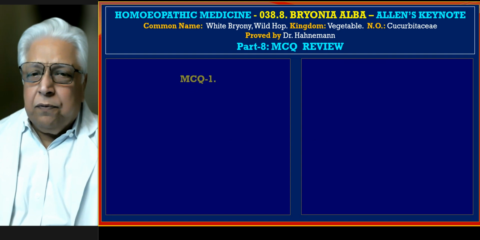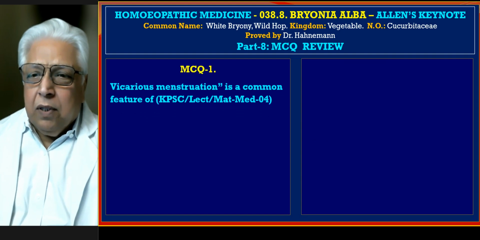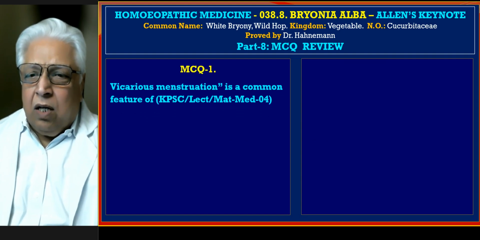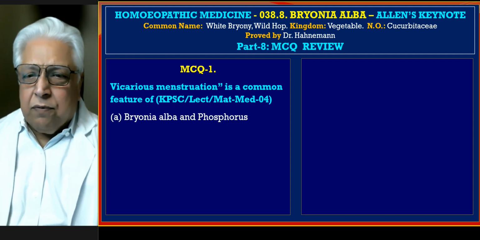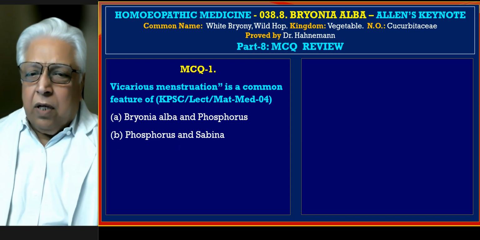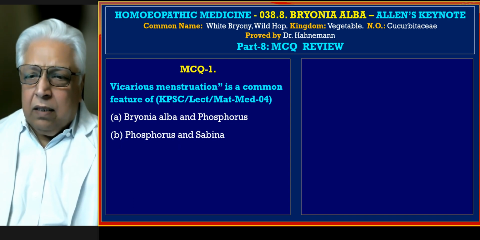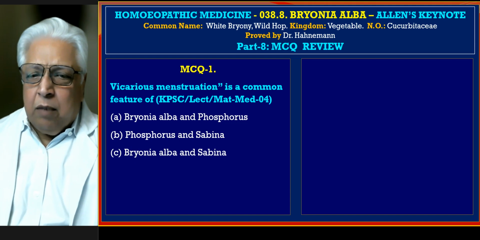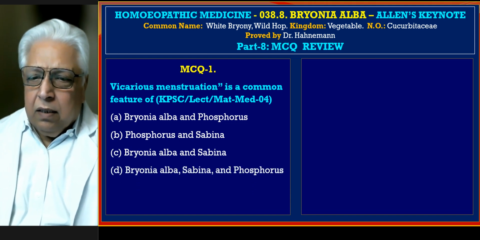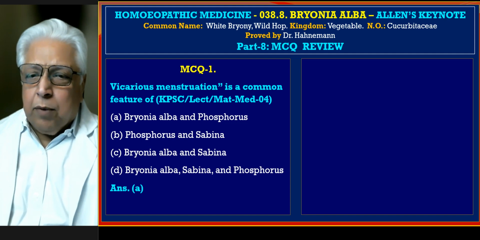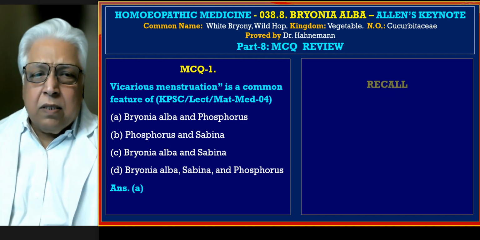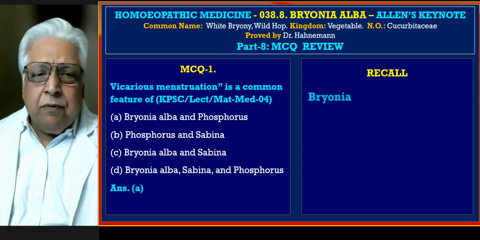So we go to the first MCQ. Vicarious menstruation is a common feature of A. Bryonia alba and phosphorus, B. phosphorus and sabina, C. Bryonia alba and sabina, D. Bryonia alba, sabina and phosphorus. The choice here is A. Bryonia alba and phosphorus. So let us go for the reference.